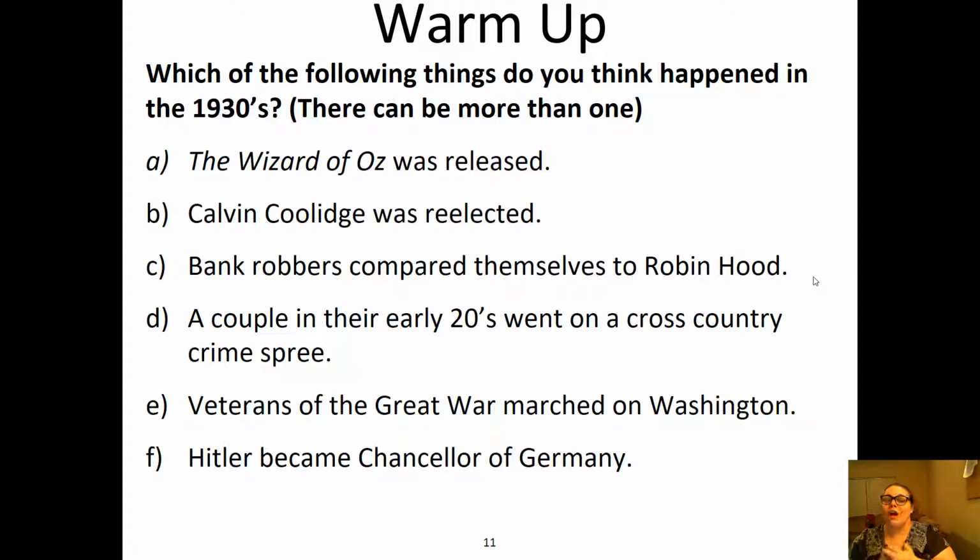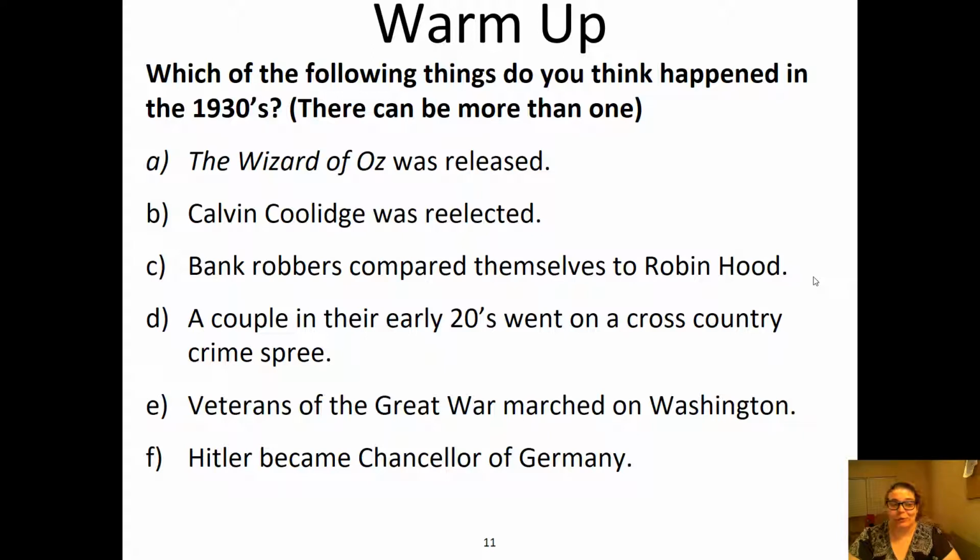Calvin Coolidge was not reelected in the 1930s. Technically, he was never reelected. He finished serving Harding's term, and then he was elected to his own term. But he served like a term and a half, and he was not reelected or even elected in the 30s. That was both 1920s.